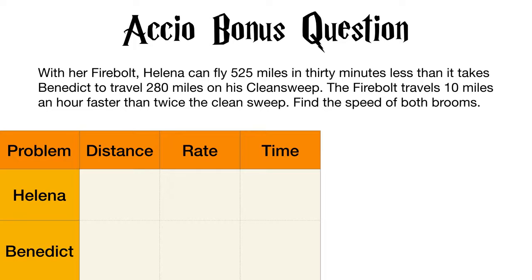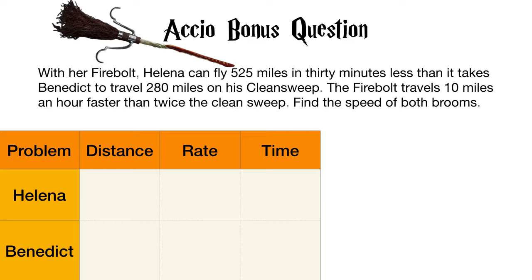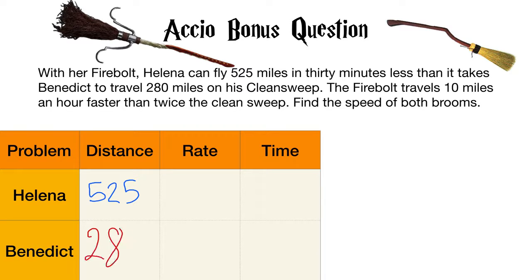All right. Ooh, Accio bonus question. With her Firebolt, Helena can fly 525 miles in 30 minutes less time than it takes Benedict to travel 280 miles on his Clean Sweep. The Firebolt travels about 10 miles an hour faster than twice the Clean Sweep. So we're going to find the speed of both brooms. So let's see. Distance for Helena, 525 miles. For Benedict, 280. Now, I know about rate that if Benedict's speed is x, then Helena's is x plus 10. Oh, wait, except it's 2 times x plus 10.